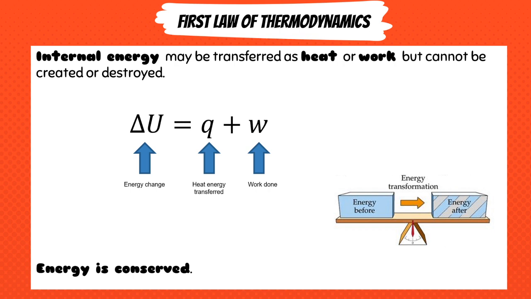So the first law of thermodynamics is divided into 2 parts, and we're going to talk about part 2 next week. And I believe that this is not the first time that you have heard about the first law of thermodynamics. The internal energy may be transferred as heat or work but cannot be created or destroyed. You've heard that energy can be transferred but cannot be created or destroyed. And this can be represented in terms of an equation. So here you have the energy change, which equals the heat energy transferred plus the work done. So the gist of the first law of thermodynamics is that energy is conserved.